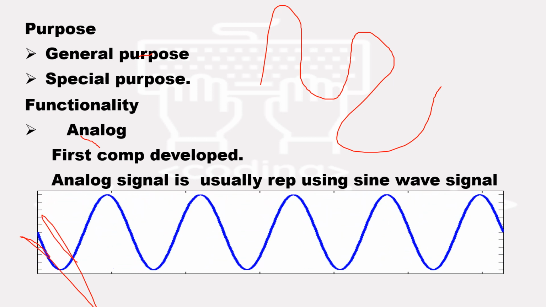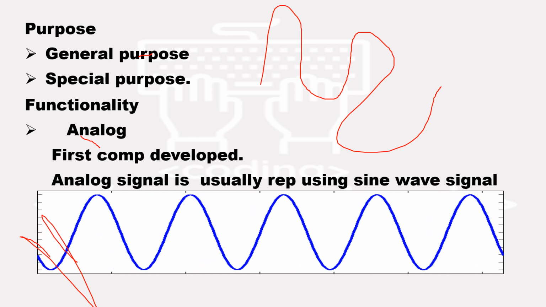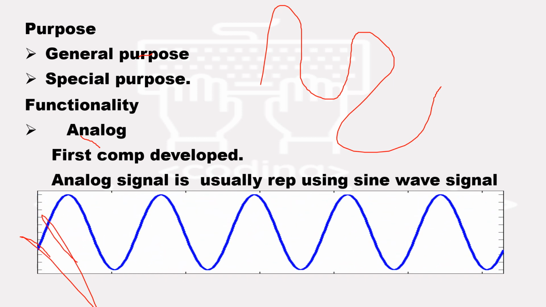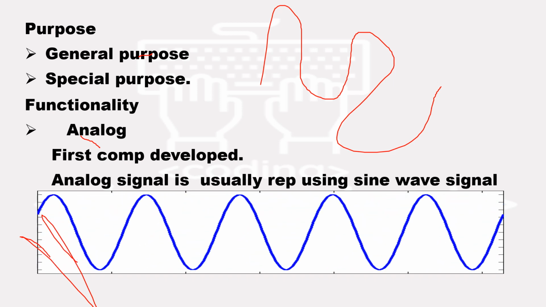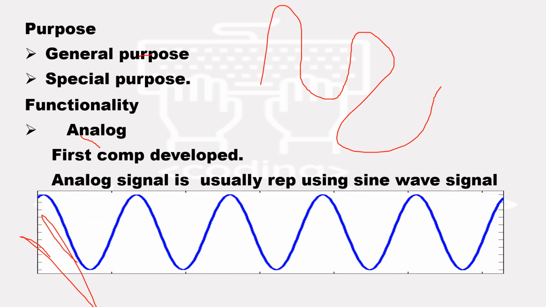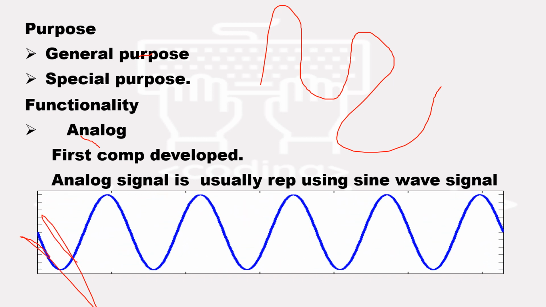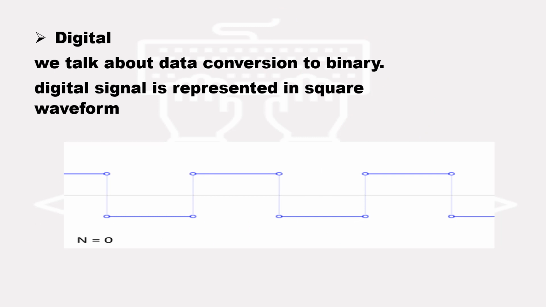Something positive about analog computers is their speed. They have really good speed, but when you come to storage and accuracy, it's not the best. So when you go to digital computers, we talk about computers that can convert data into binary digits. These are the digital computers.